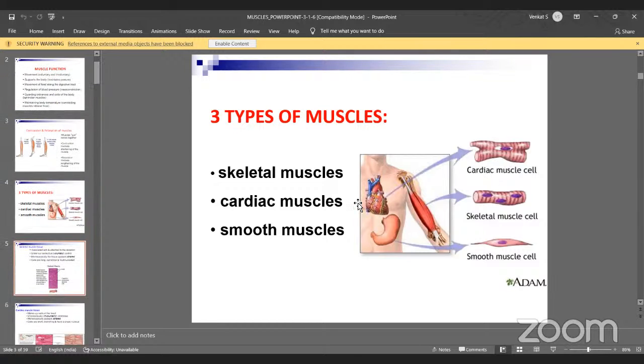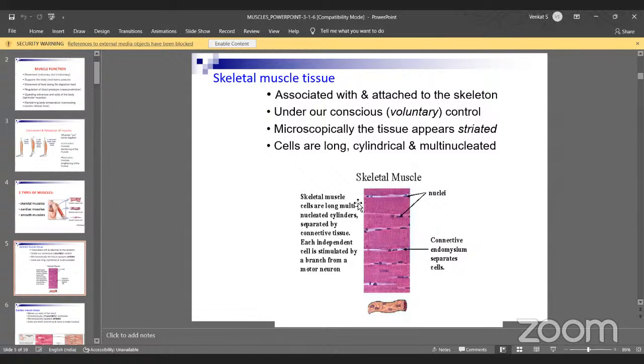The next one, skeletal muscle tissues. See, skeletal muscle tissues are associated with and attached to the skeleton. This is the main structure and function of skeletal muscles: attached to the skeleton and supporting the skeleton formation. Then next, under our conscious control, it is voluntary, because if you move from A place to B place and B place to A place, this is voluntary movement, called conscious movement.